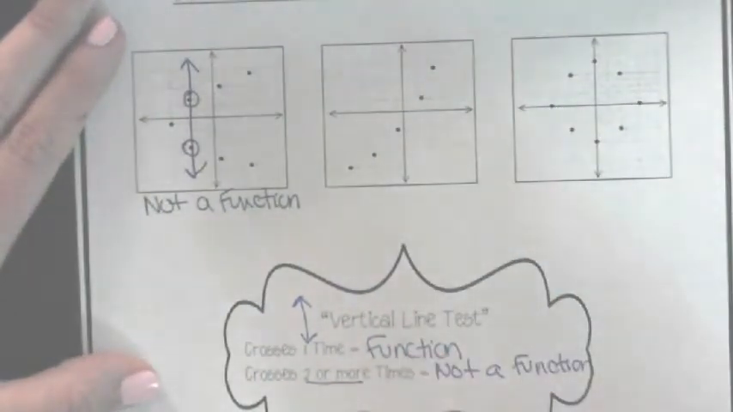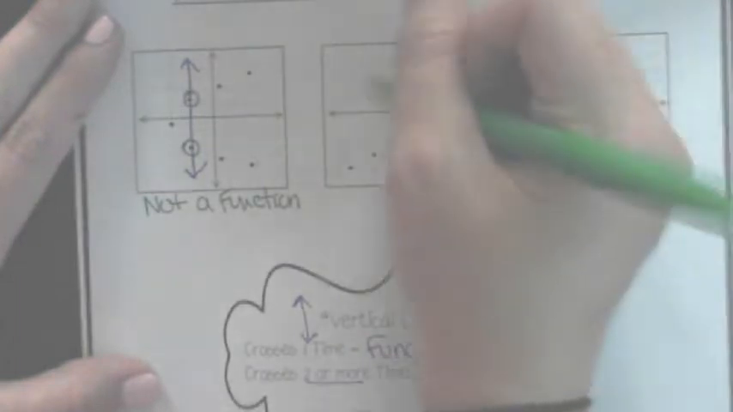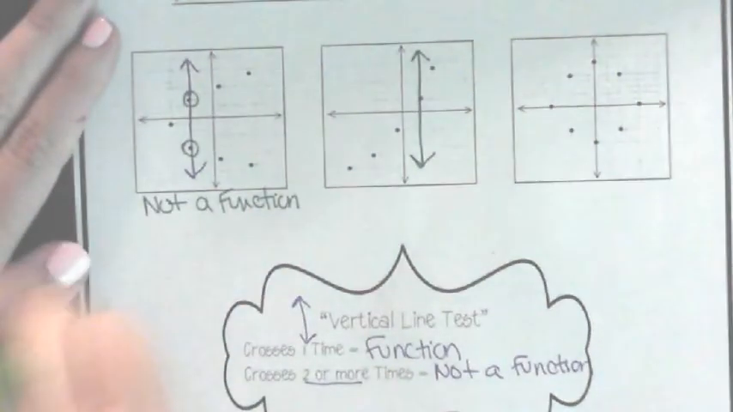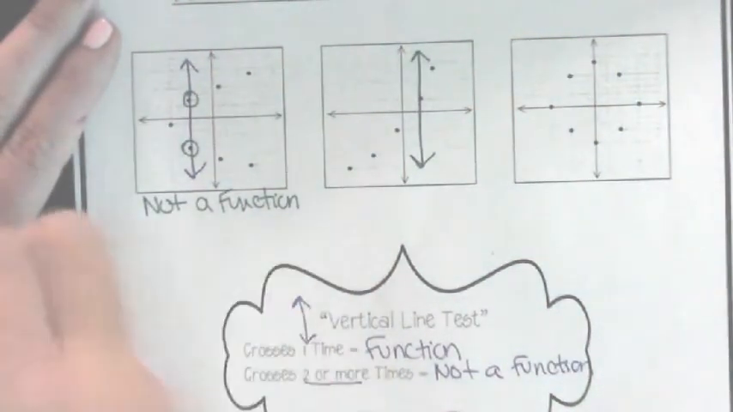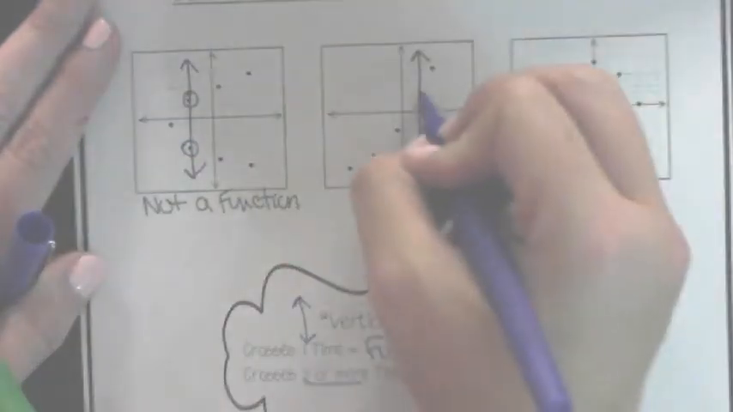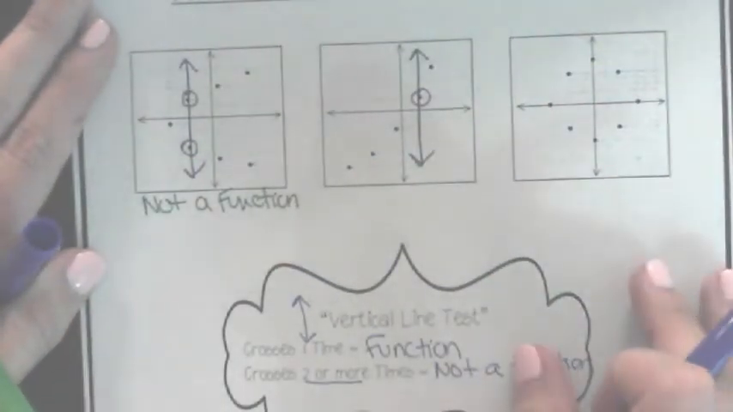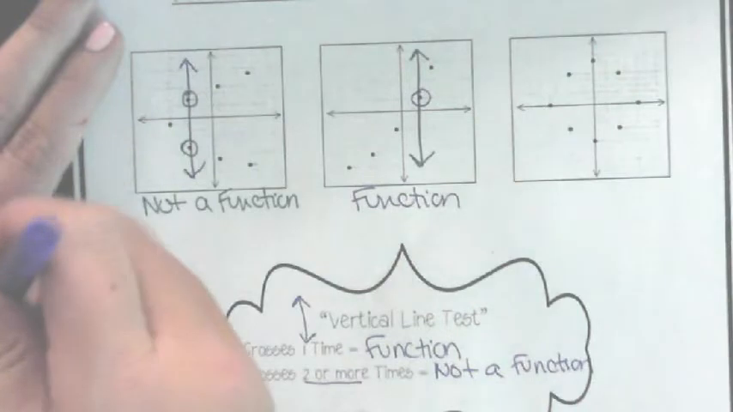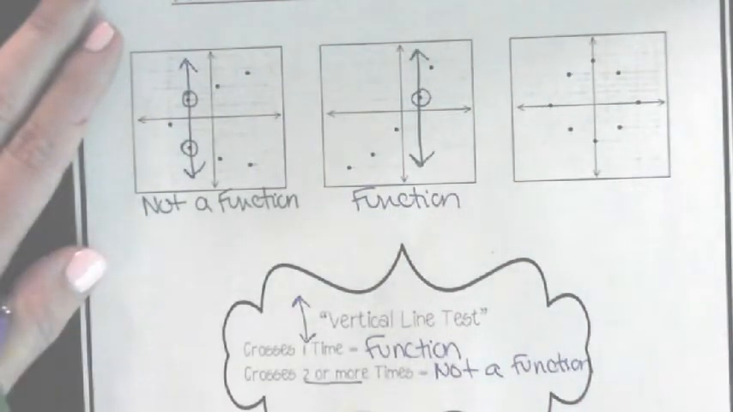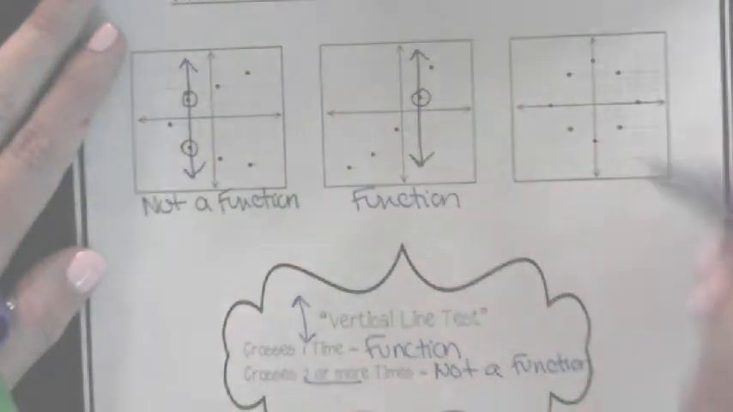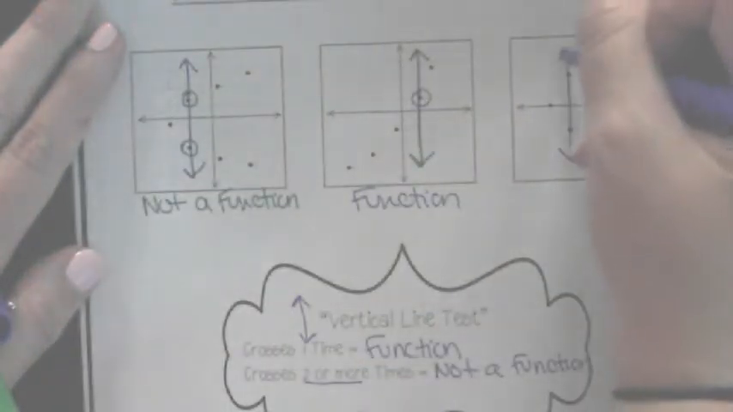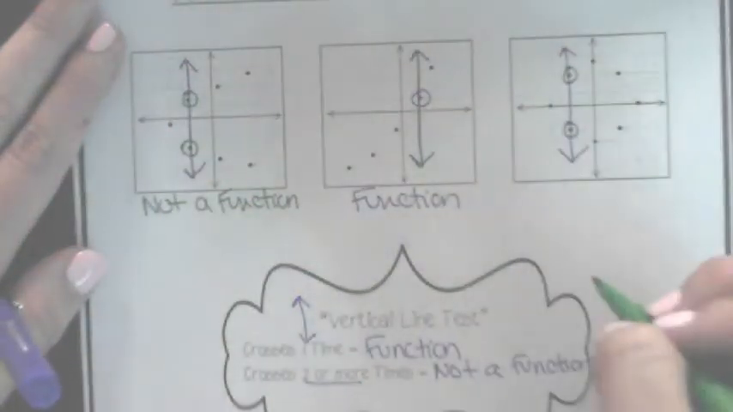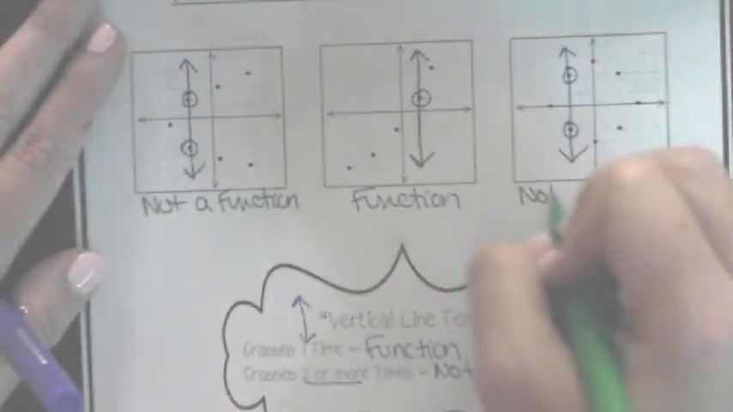On the next one, if I drew my vertical line here, how many times does my line cross the graph? Just 1 time right here at this point. So is that a function or not? Yes. That is a function. All right, and on the next one, if I drew my vertical line here, how many times is my line crossing the graph? 2 times. So is that a function or not a function? Not a function.